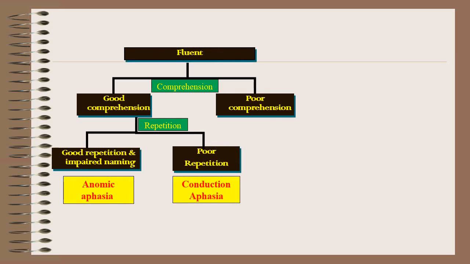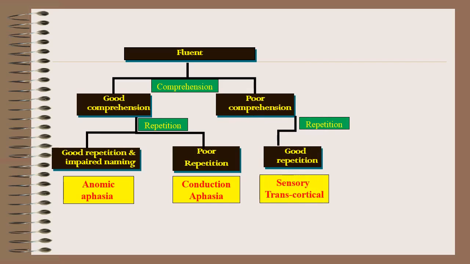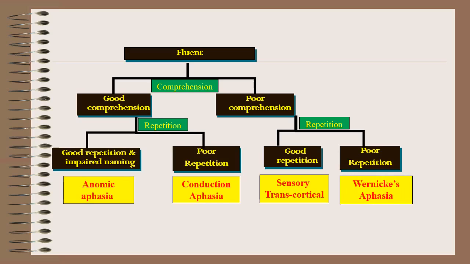If the patient is having fluent aphasia with poor comprehension, check for repetition. If it is good repetition, it is sensory transcortical aphasia. If it is poor repetition, it is Wernicke's aphasia.